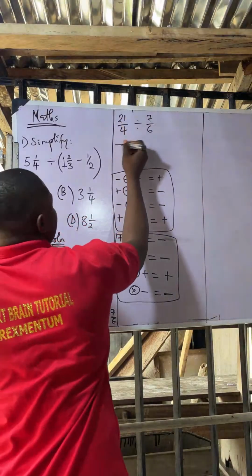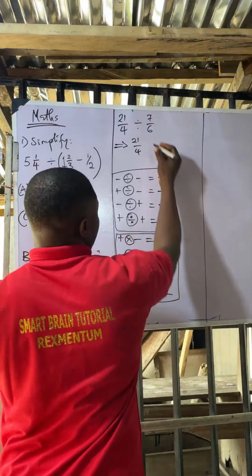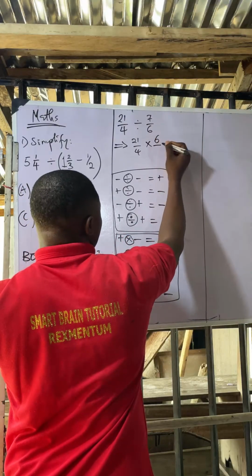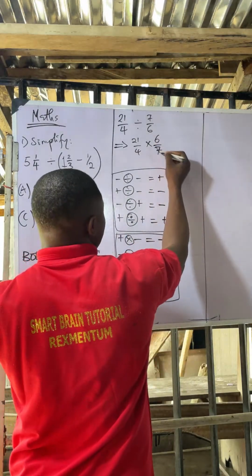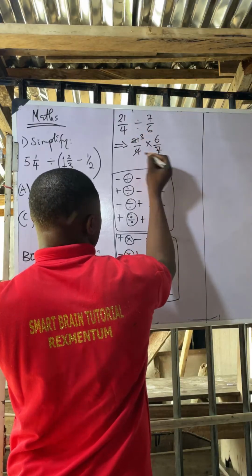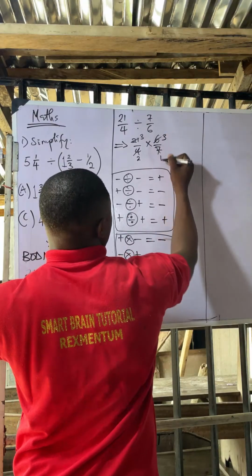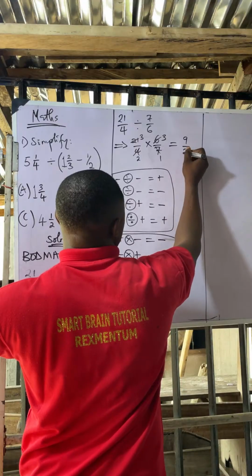Now, when you do this, it simply implies that 21 over 4, turn division to multiplication, it becomes times what? Invert this, 6 over 7. And what do you need to do here? 7 here is 1, 7 here is what? 3. Then 2 here is what? 2. 2 here is 3. 3 times 3, we have 9 over 2.